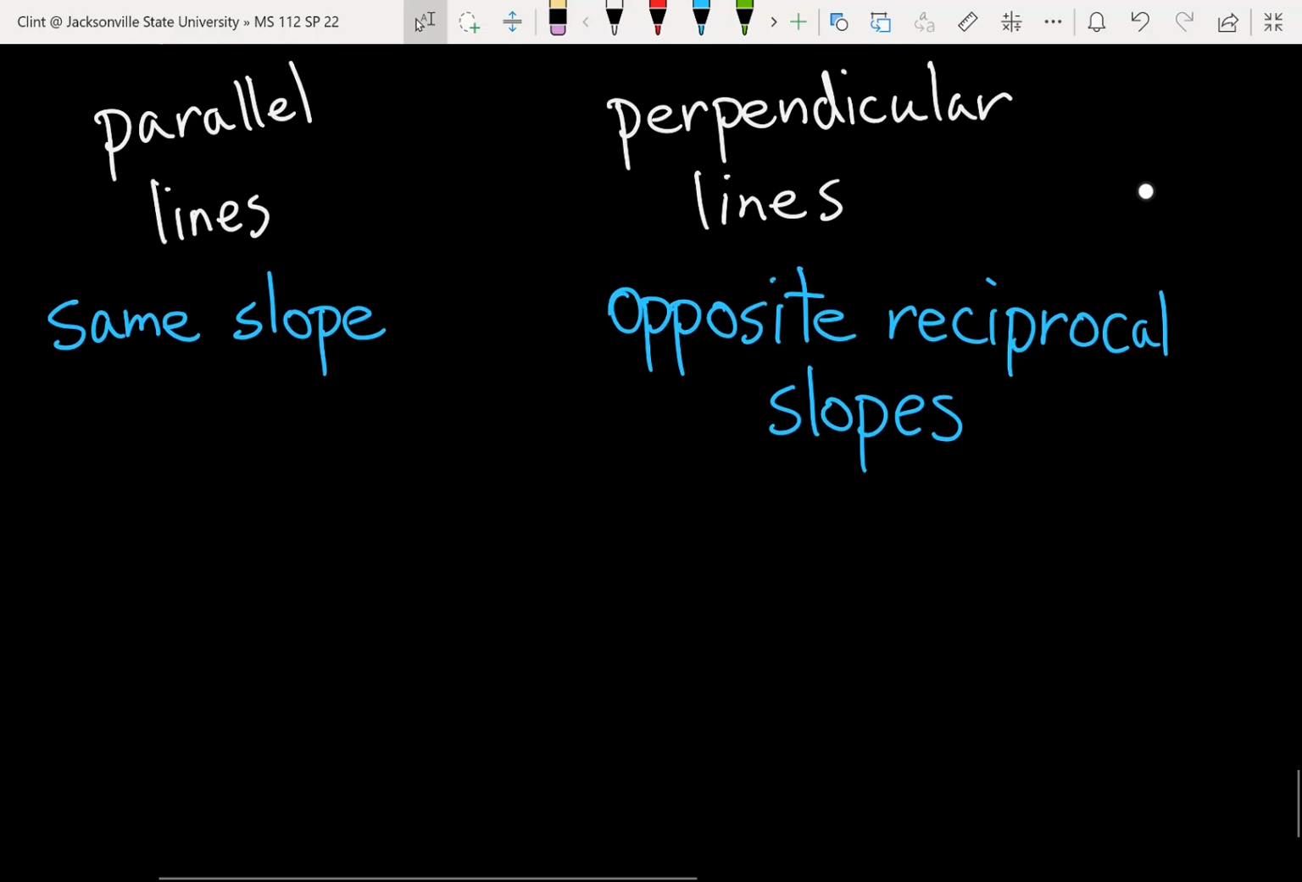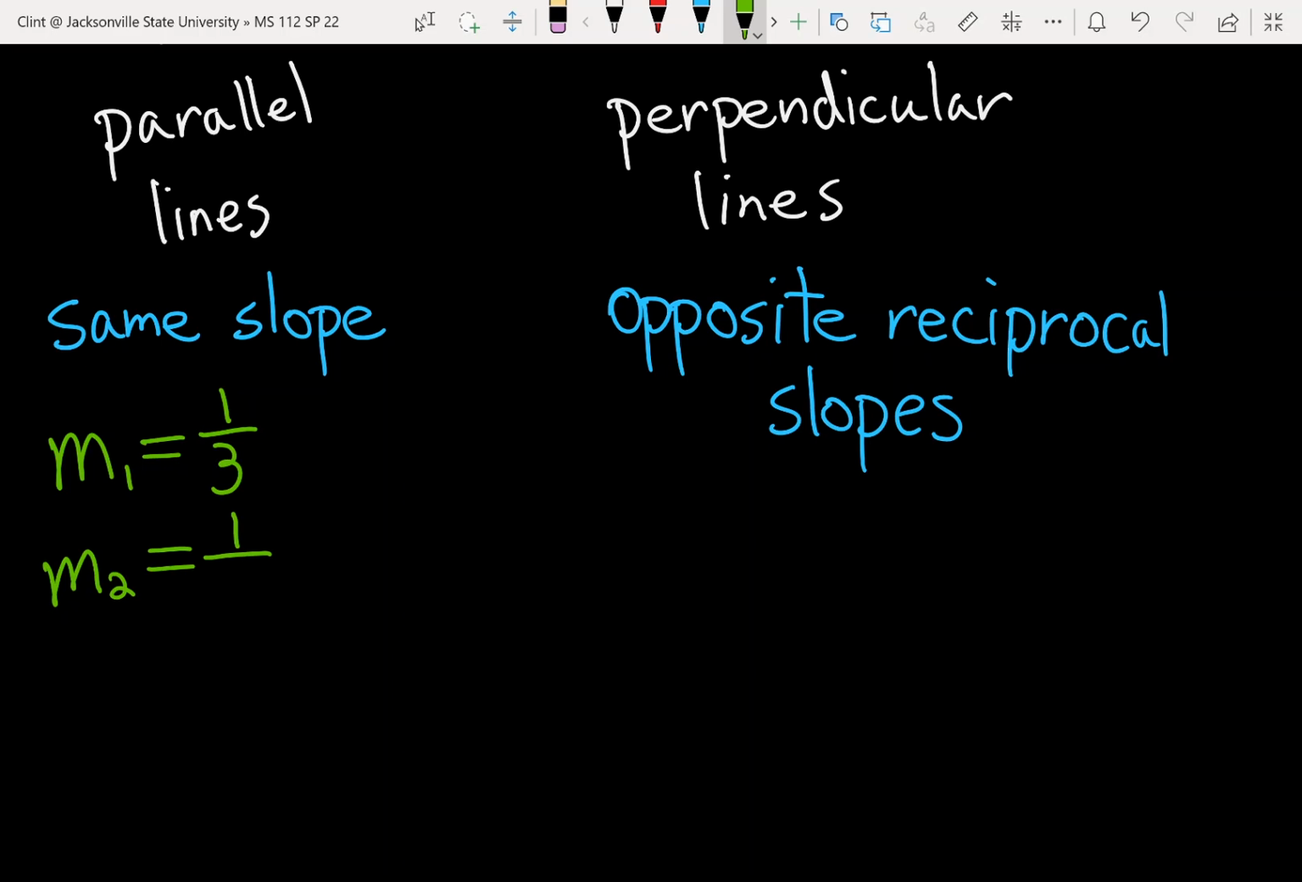So for parallel lines, maybe the slope of line 1 would be like 1/3. Then the slope of line 2, what does it have to be? 1/3. They've got to be the same.